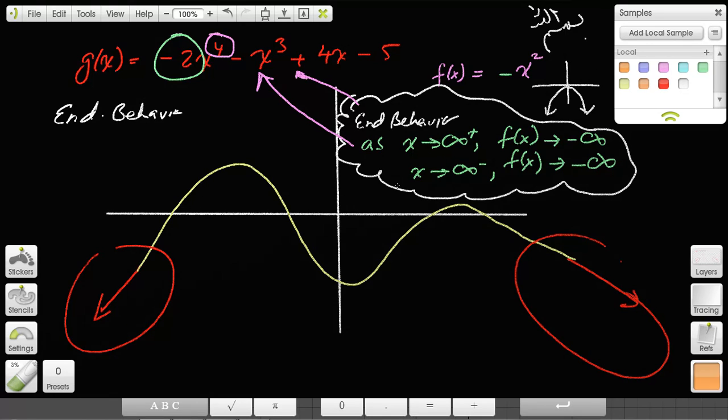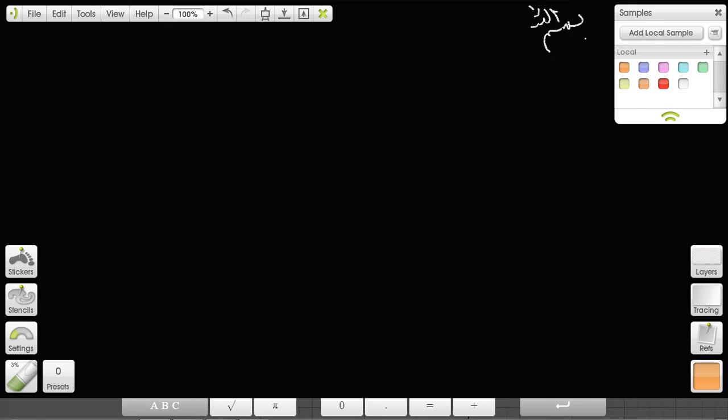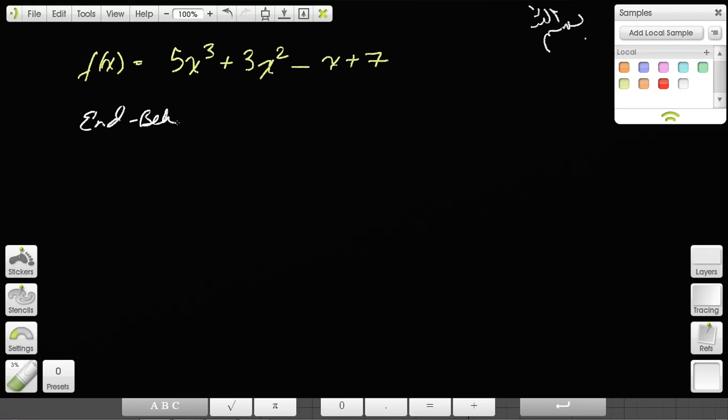Okay, so let me give you another example. How about this function? f of x equals 5x cubed plus 3x squared minus x plus 7. Let's talk about the end behavior of this function. Now this function is odd degree, right? So that's going to behave like y equals x cubed. And since this is a positive 5, it's going to behave just like that. The end behavior is going to be described by this.